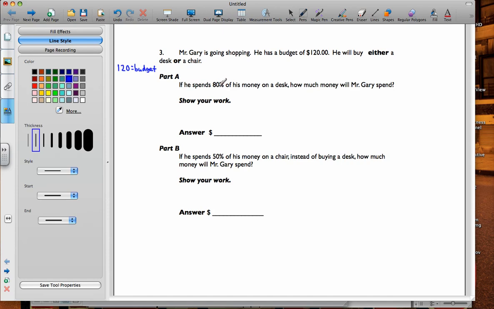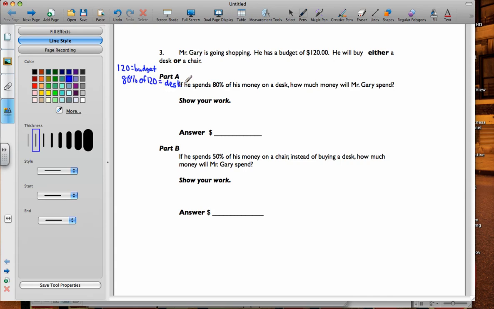If he spends 80% of his money on a desk, so 80% of his money, the of 120 will be what he spends on a desk. How much money will he spend? Okay. So we have a problem here in which the problem's basically been given to us already.